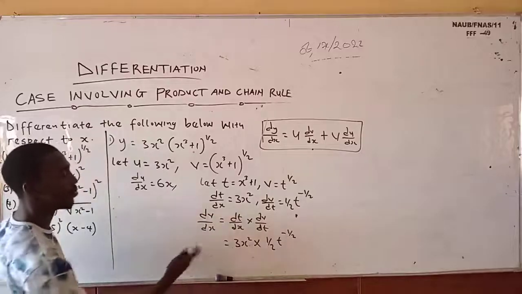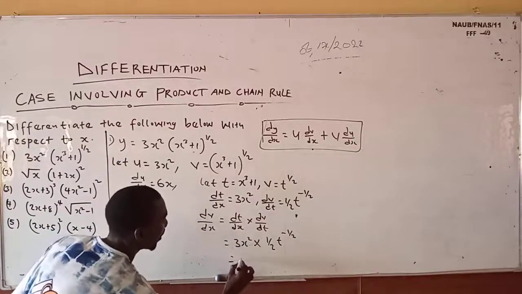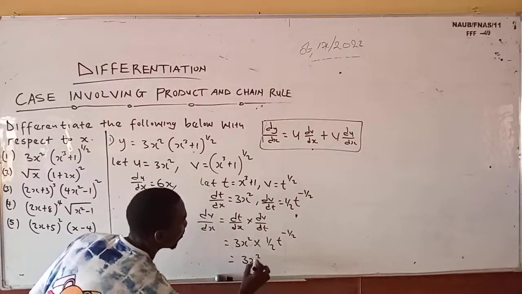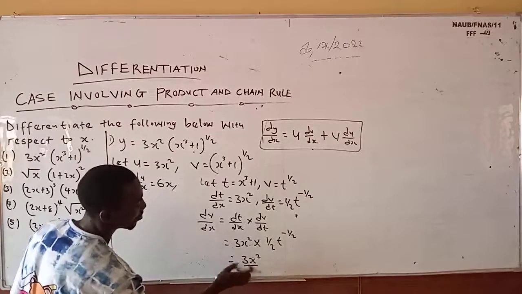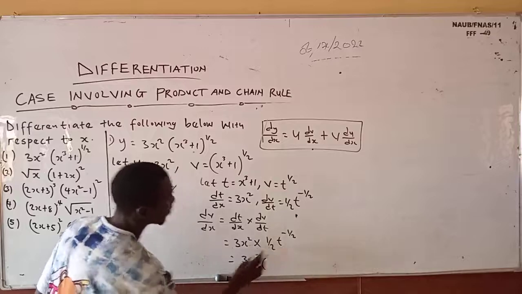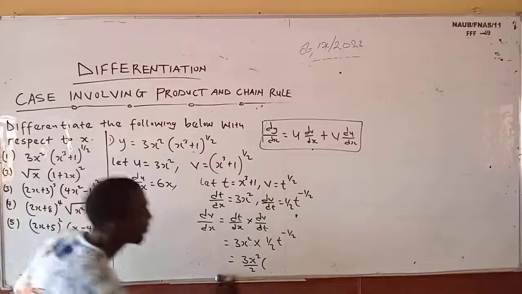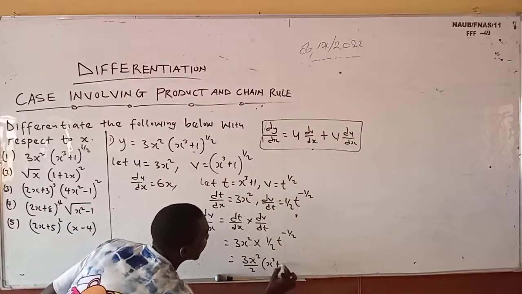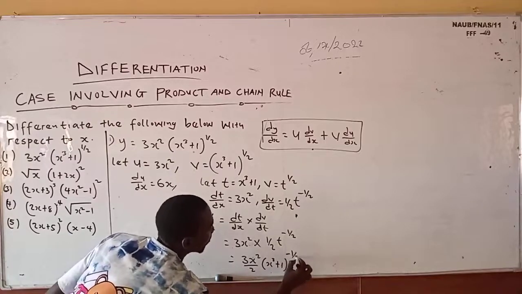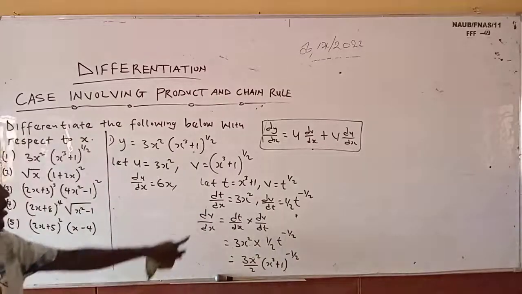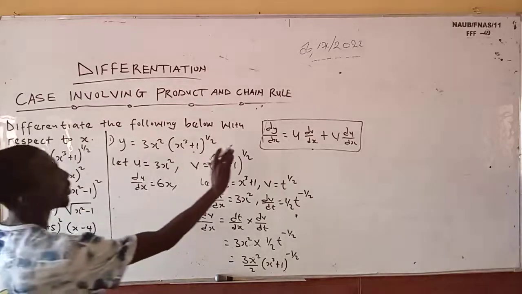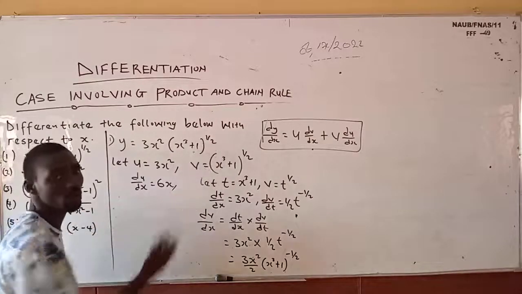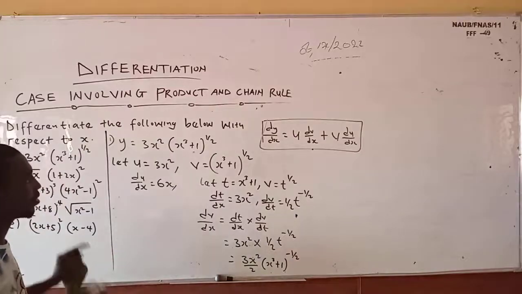So if we multiply all this together, we are going to have 3s squared all over 2, because 3s squared times 1 is this, all over 2 into t. But t is equal to what? t is s cubed plus 1 all to the power of minus 1 over 2. So that is dv/ds. So we've gotten that. Now we can go to our product rule now. We can now find dy/ds.